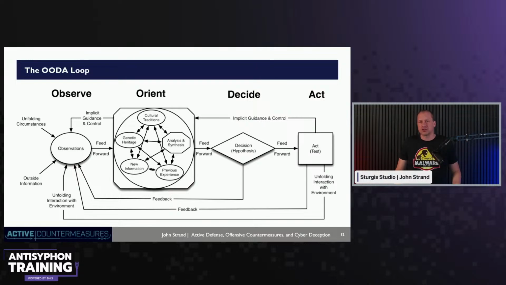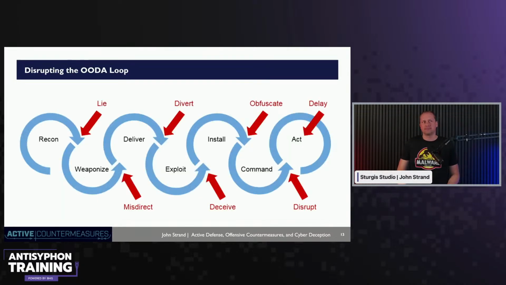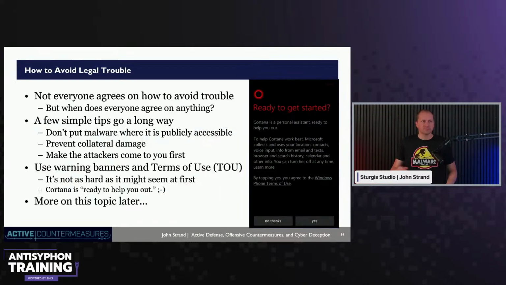And that creates detection opportunities, because the more actions your adversary takes trying to gain access to your environment, the more opportunities we have to detect that adversary in your organization. So throughout this OODA loop, we can lie, misdirect, divert, deceive, obfuscate, delay, and disrupt all of their activities. And that's what this class is about. That's what we're trying to do in this class as well.